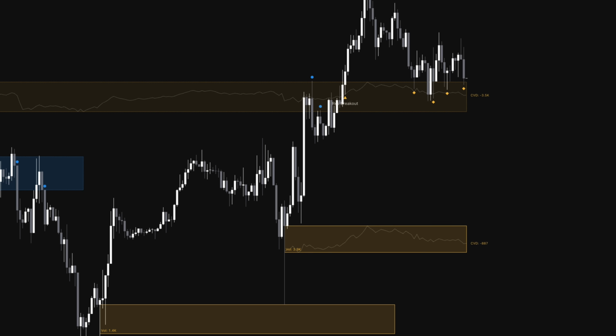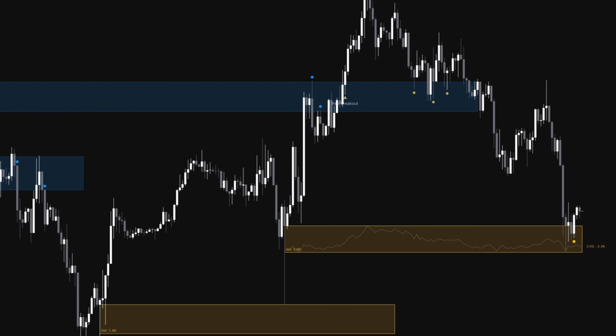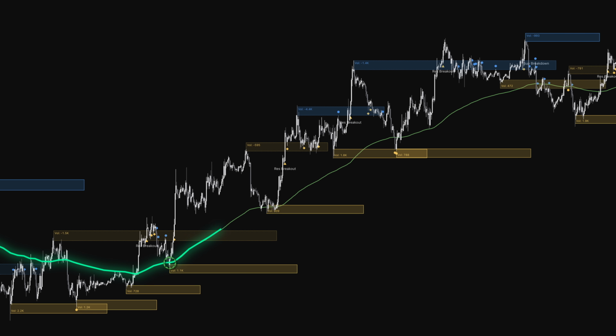It stands on its own as a level engine, since it delivers the zone, the volume context, and the interaction markers without a second indicator. It also fits cleanly under a trend or momentum tool, using that tool for direction, and these zones for the levels price is likely to react at.